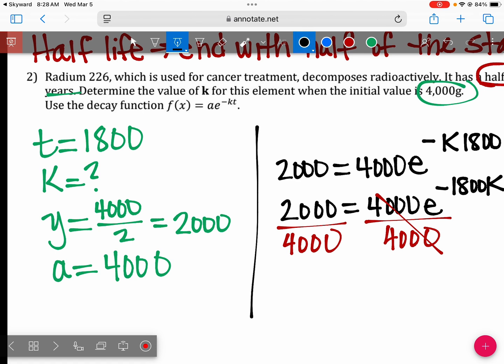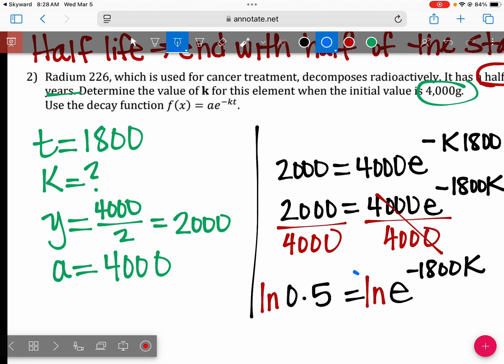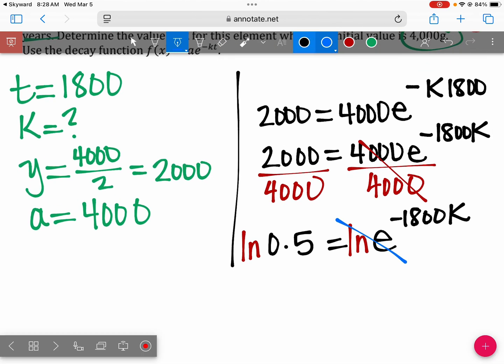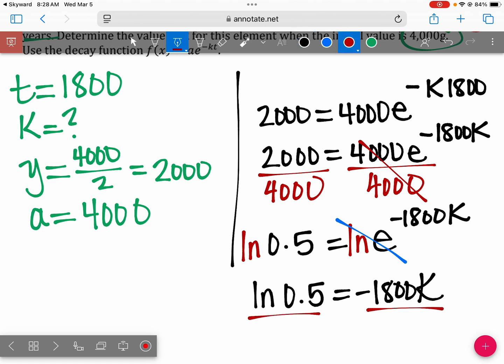And that gives you that 0.5, that's my half-life. Anytime you're doing a half-life, you will take the natural log of the half, because that's what half-life means. So you should have 0.5 equals e to the negative 1800k. Then we're putting in a natural log. That cancels out. And then your last step is to divide by negative 1800.